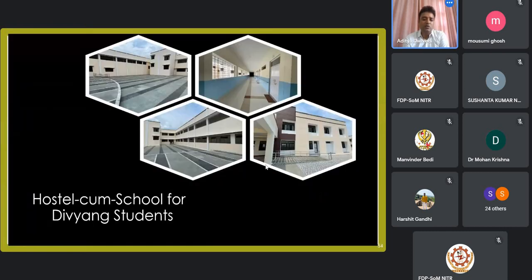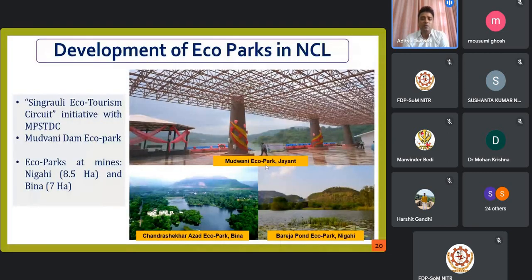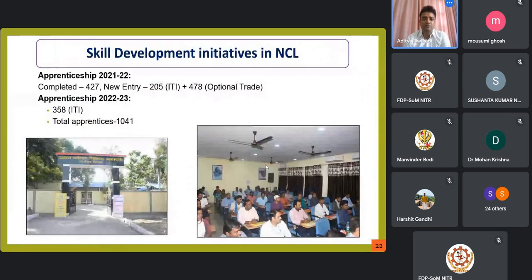There's one hostel cum school for Divyang students we have created. Development of eco parks. We have developed certain eco parks in the Singrauli region. These were natural places which are developed and linked to the Madhya Pradesh tourism circuit. So now people are visiting these places. Even a lot of local people are visiting these places and enjoying their time.